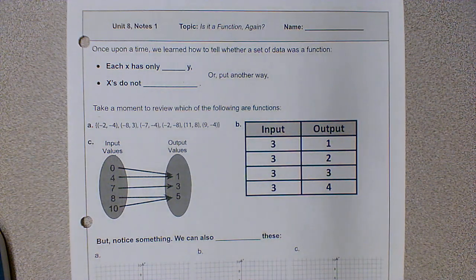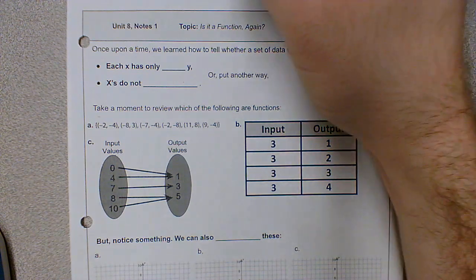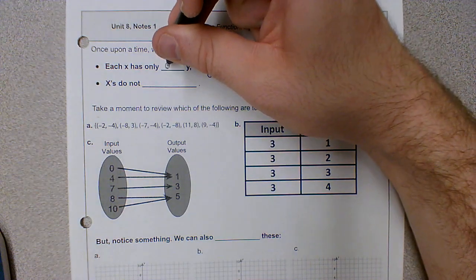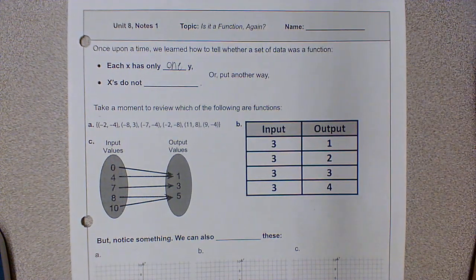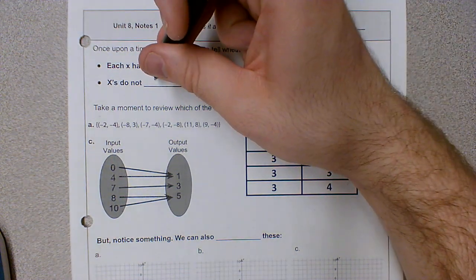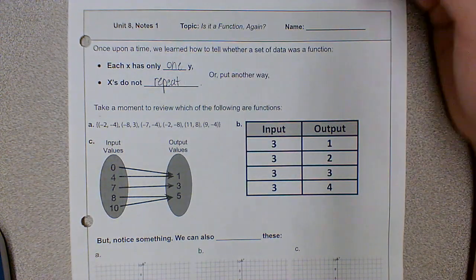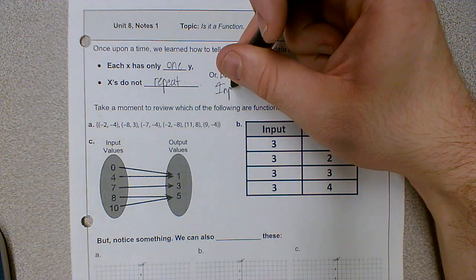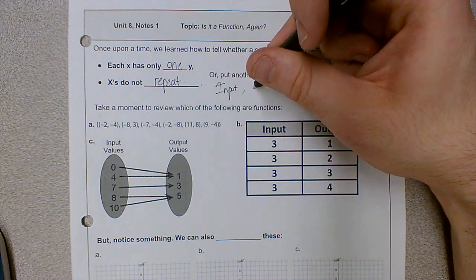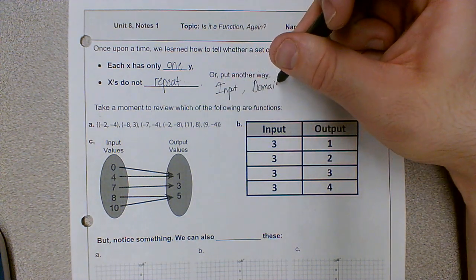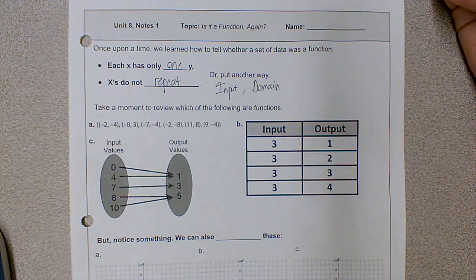Once upon a time, we learned how to tell whether a set of data was a function. And there's two little rules we can go by. First, each X has only one Y. Or, we can just say simply, X's do not repeat. And with that in mind, X's or input or domain, whatever you want to call it, if the first number repeats, it is not a function.